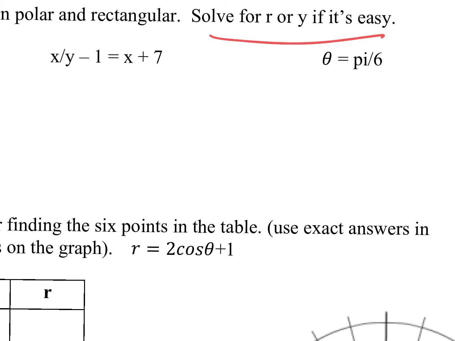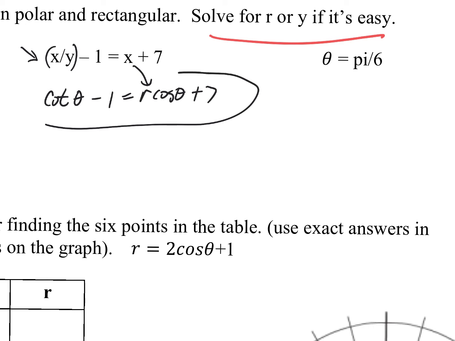This was actually a typo. What do you think I meant to put right there? y over x, and then you could have replaced it with tangent. But you're smart enough to hopefully know that if it's flipped, then it would be what? Cotangent of theta minus 1 equals, do we have something for x? Owen? R cosine theta plus 7.